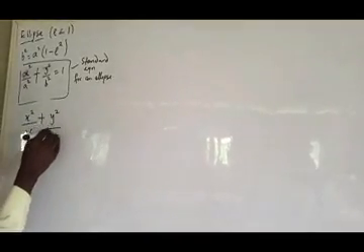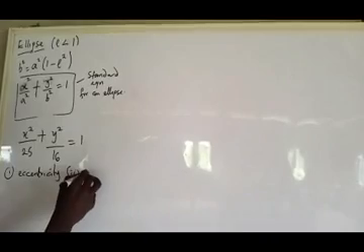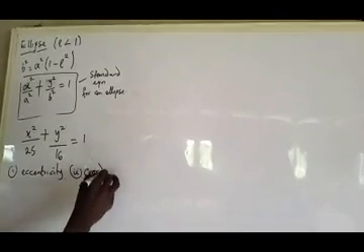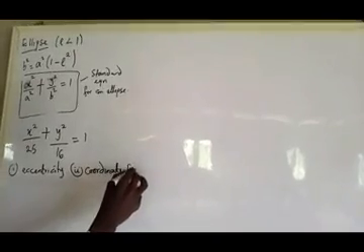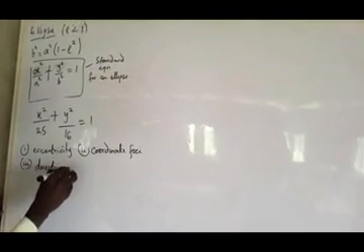So let's say I have a question, given that I have x squared over 25 plus y squared over 16 equals 1, and then they say find the eccentricity, the coordinate of the foci, and also the directrix equation. So how will you do that?